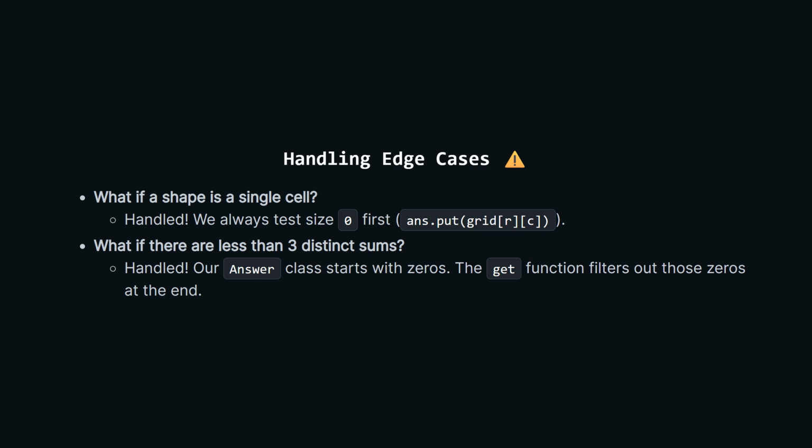You might be wondering about a couple of weird situations. First, we already saw that a shape can be just one single cell. Our code handles this gracefully right at the start of our loop by checking a size of 0. Second, what if the grid is so small, or the numbers are so repetitive, that we can't even find 3 entirely different totals? Our helper class solves this. It starts filled with zeros. When we grab our final list, we just filter out any remaining zeros. If we only found 2 unique numbers, it just returns those 2.